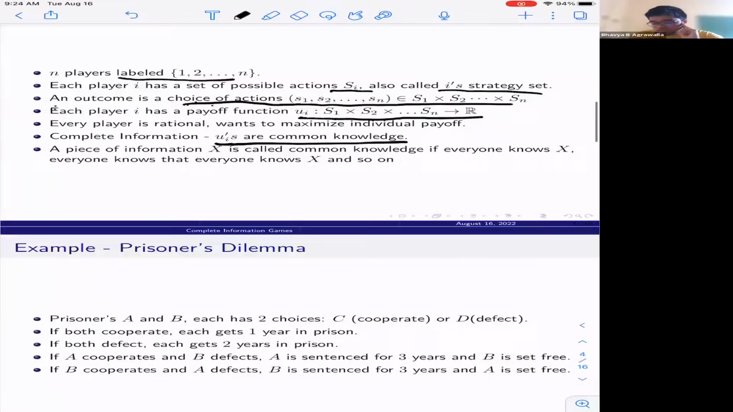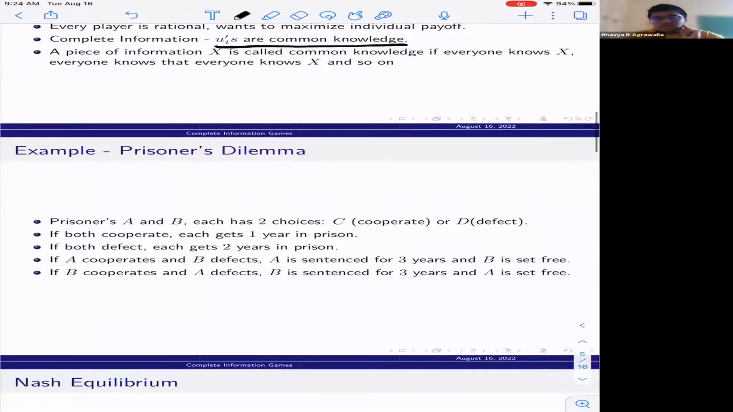Okay, so I think an example will make this clearer, and then you can ask questions. It's a very famous example where we have two prisoners, A and B, and each has two choices. Either they can cooperate or they can defect. Cooperate means they don't disclose to the police that the other guy did the crime, and defect means they just tell the police that the other guy did this crime.